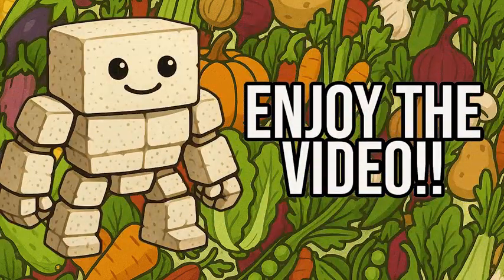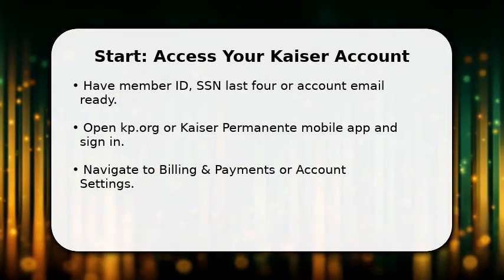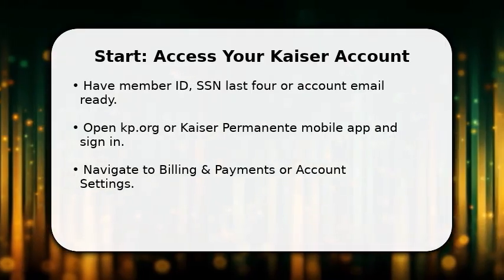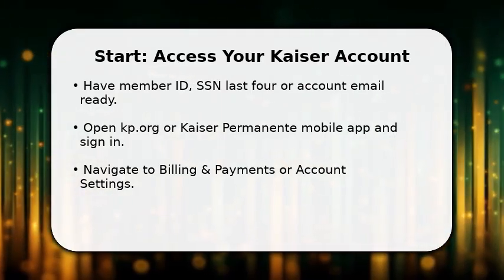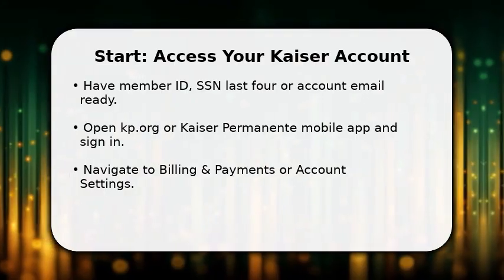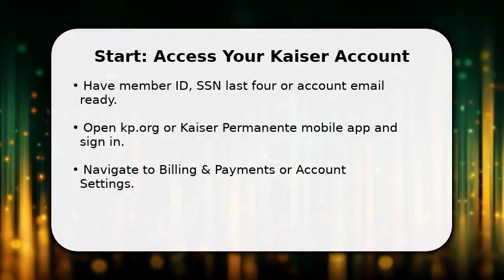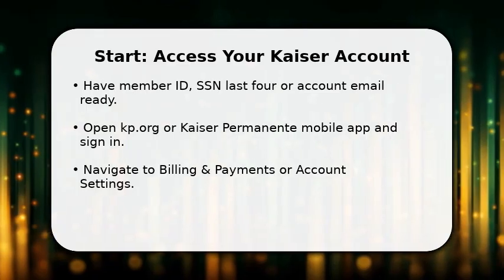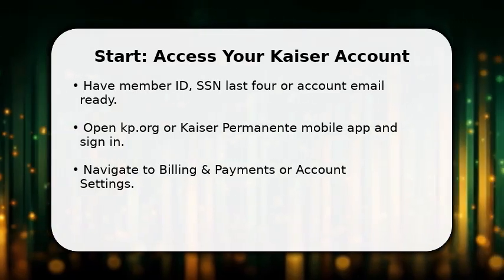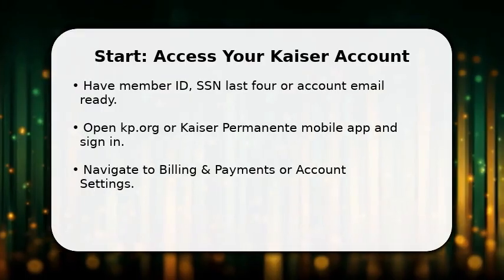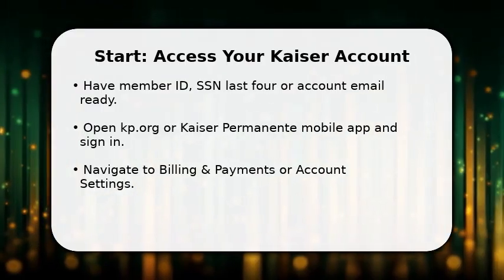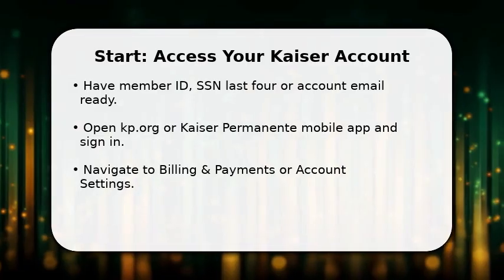Please enjoy the video. You will begin by signing into your Kaiser account so you can change payment quickly. Have your member ID and card or bank details handy. Once signed in, go directly to Billing and Payments or Account Settings to avoid extra menus. Make sure you use a secure device you trust and confirm the account holder matches the payment source.